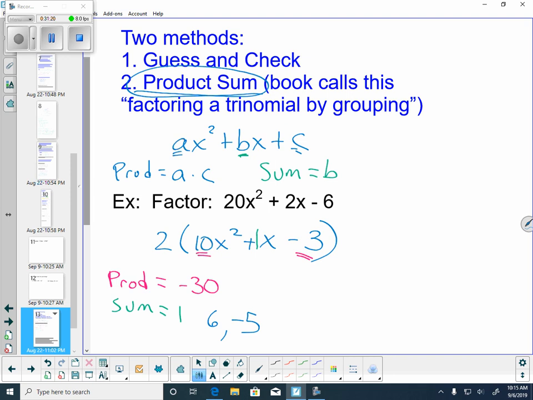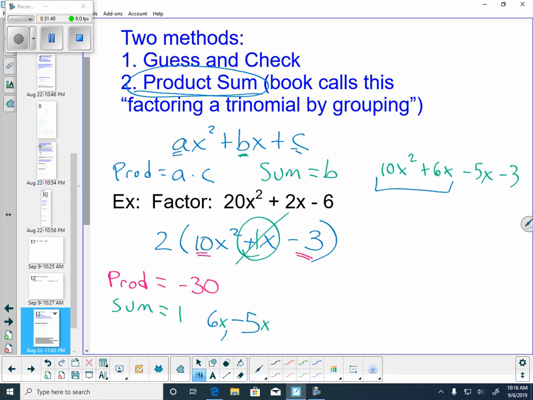We've already done all the hard part. Now we're going to take out this 1x. We're taking out that middle term, and we're going to replace it with two terms that add up to that term: a positive 6x and a negative 5x. So I'm going to write down 10x squared plus 6x minus 5x minus 3. Everybody with me? Now we're going to do the factoring by grouping.